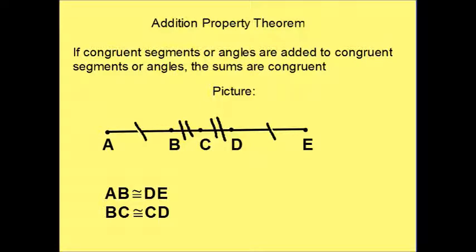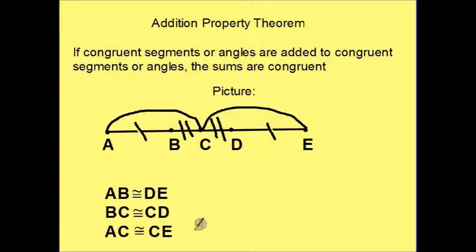Now, just looking at the picture, I see that I have two sets of congruent segments. Now, what happens when I combine them? Let's look at all the way from segment A to C and from segment C all the way down to segment E. And let's talk about that. I have a 1 tick mark combined with a 2 tick mark. Here I have a 1 tick mark combined with a 2 tick mark. What do you think we can conclude then? Well, when we add them together, we know that segment AC is going to be congruent to segment CE.